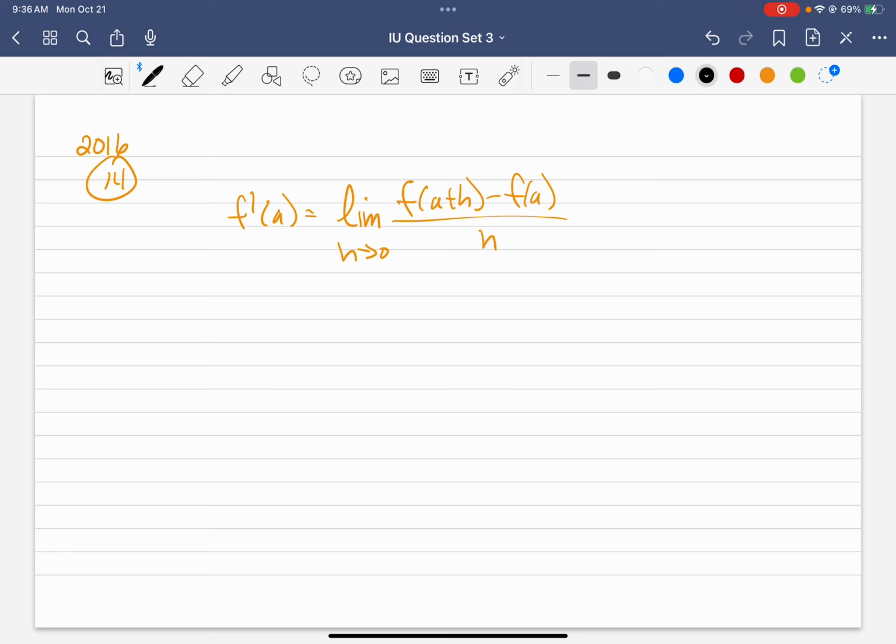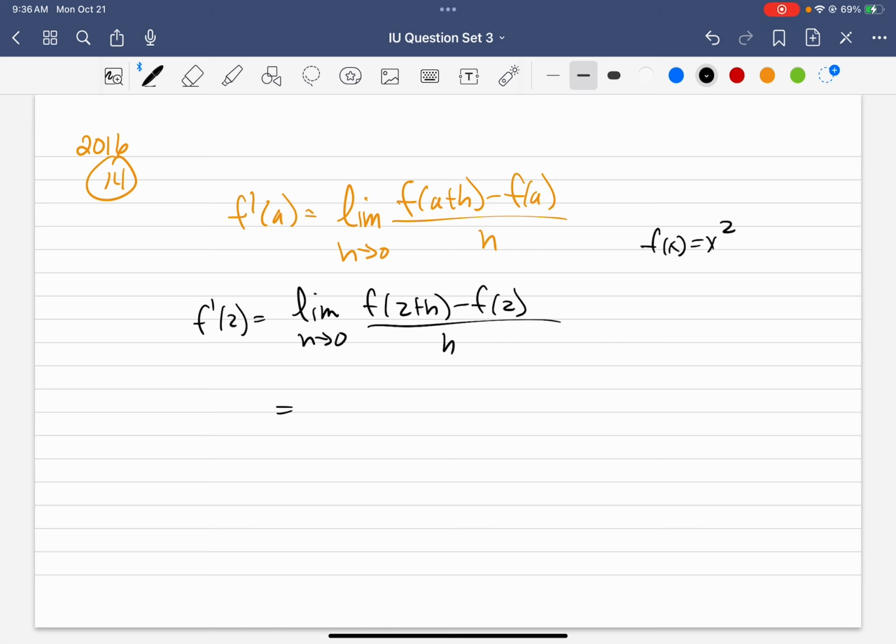Then it says use it to find the derivative at 2. So find the derivative at 2. Well, that's going to be the limit as h goes to 0 of f of 2 plus h minus f of 2 over h. So in this case, if f of x is equal to x squared, then again, don't drop the limit yet, h goes to 0, we would have 2 plus h, all that stuff squared, minus 2 squared over h.